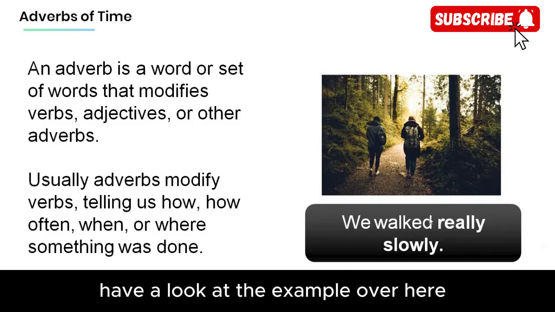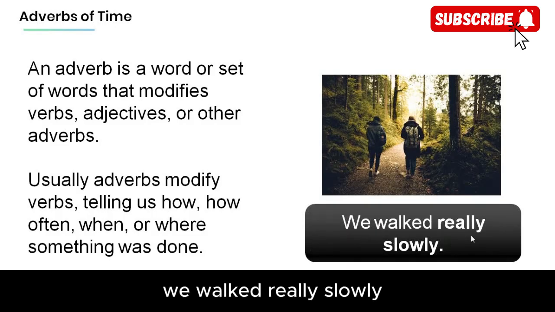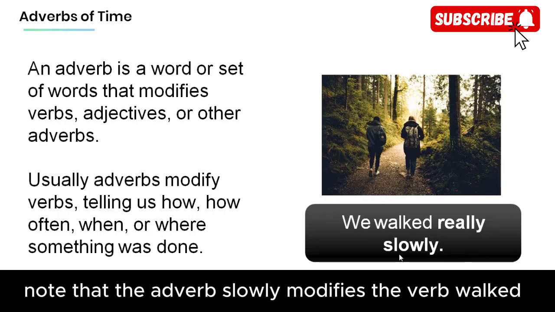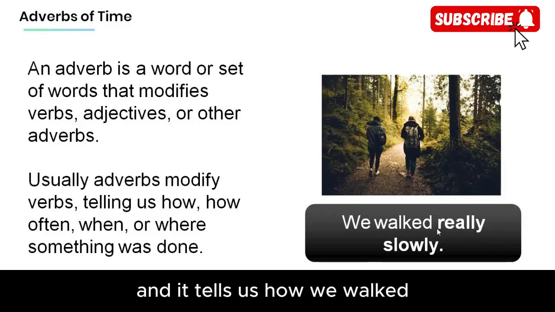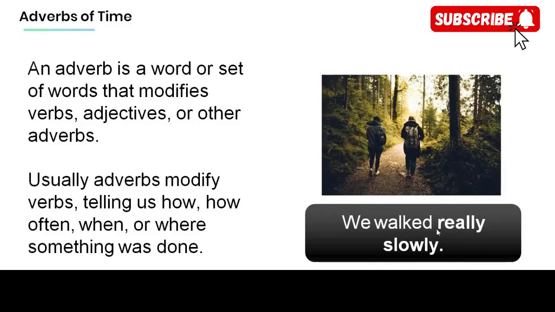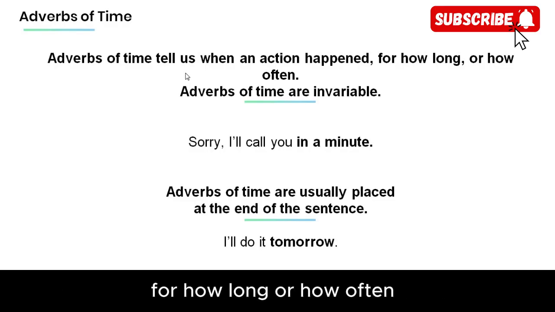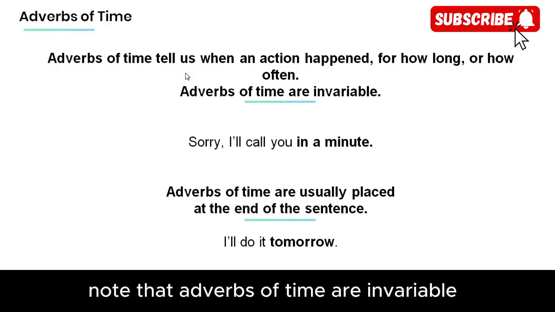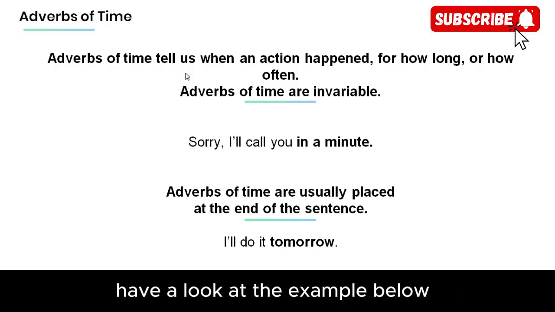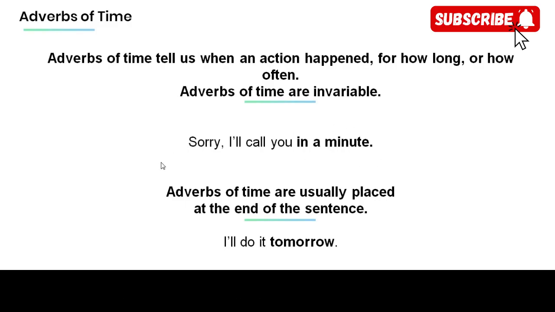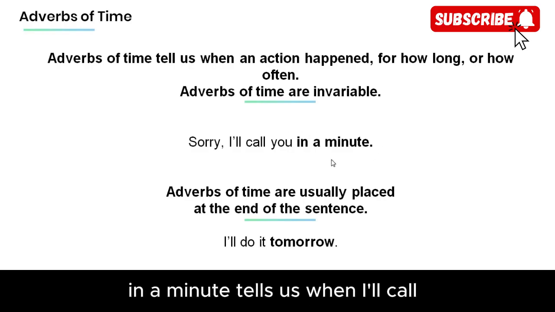Have a look at the example over here. We walked really slowly. Note that the adverb slowly modifies the verb walked, and it tells us how we walked. Now, adverbs of time tell us when an action happened, for how long, or how often. Note that adverbs of time are invariable. Have a look at the example below. Sorry, I'll call you in a minute. The adverbial phrase in a minute tells us when I'll call.